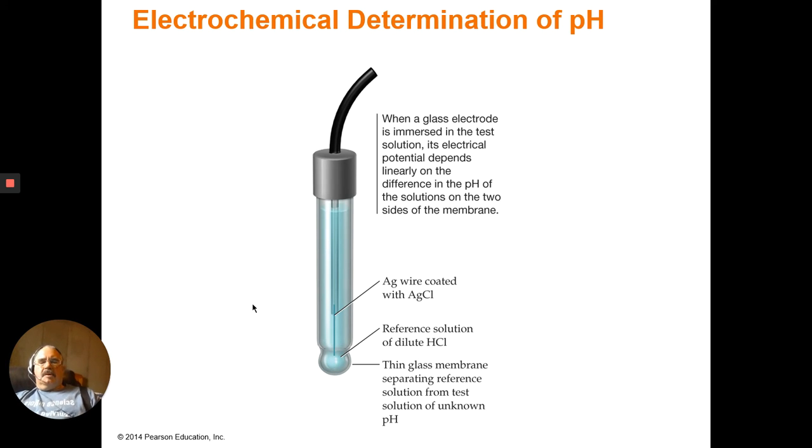Electrochemistry can be used to determine pH. This is a pH electrode. It consists of a silver wire coated with silver chloride and contains a reference solution of dilute HCl and a thin glass membrane separating the reference solution from the test solution. Okay, so when this electrode is immersed in the test solution, its electrical potential depends linearly on the difference in the pH of the solutions on the two sides of the membrane.